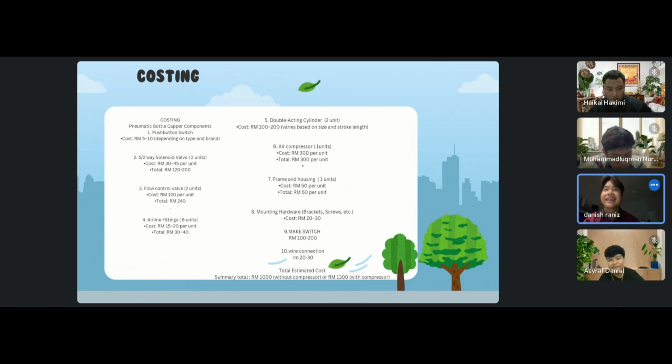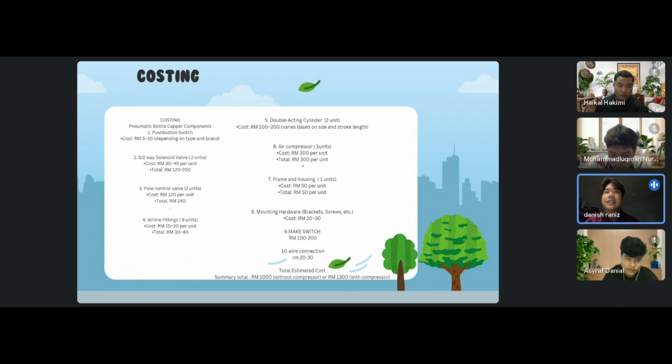And I will explain about costing. Because every component does have a value, right? So the pneumatic bottle cap components, firstly is push button. It will cost 5 to 10 ringgit, depending on the type of brand. I searched for this component through Shopee and other websites like Lazada and so on.